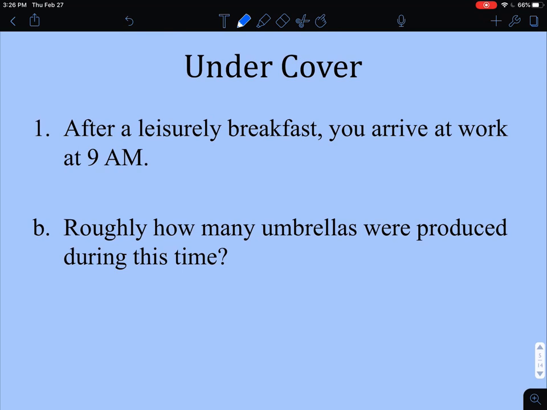Now we're going to approximate roughly how many umbrellas were produced during this time. I'm going to allow you to come up with your own number. Everyone's method of estimation is going to be different. So go on ahead and pause the video and come up with a number for how many umbrellas were produced during this time.